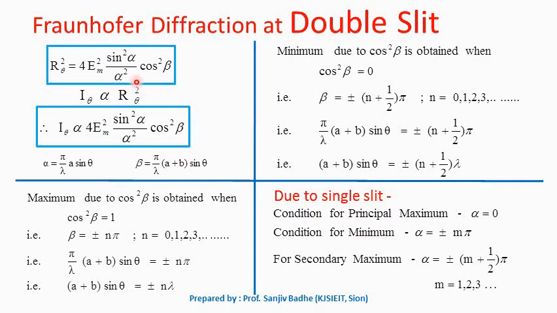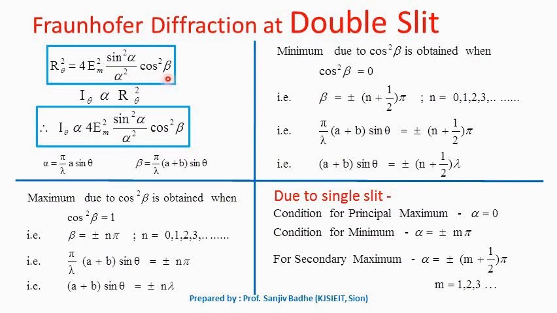For this Em sin alpha upon alpha, we have already found the conditions for principal maximum, minimum and secondary maximum. Due to the single slit, the condition for principal maximum is alpha equal to 0. For minimum, we have alpha equal to plus or minus m pi, and secondary maximum is obtained when alpha is equal to plus or minus (m plus half) pi, where m is equal to 1, 2, 3, 4 and so on. Now due to this cos square beta factor, additional maxima and additional minima will be introduced.